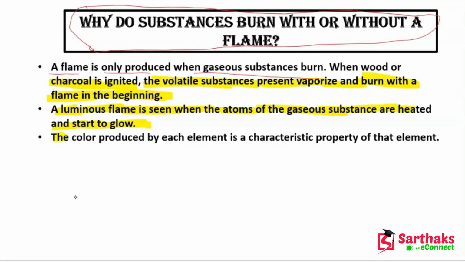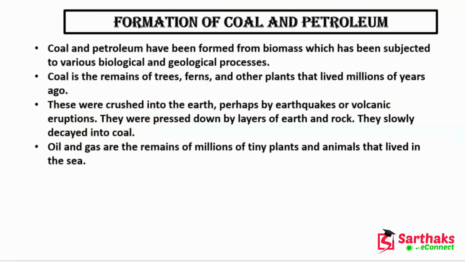Now the color produced by each element is a characteristic property of that element. Basically, guys, the color of that flame will depend on what type of element is burning. It will show the characteristic property of that element. So I hope you have got the answer to why some substances burn with or without a flame. If it is clear to you, let's move on to the next slide.